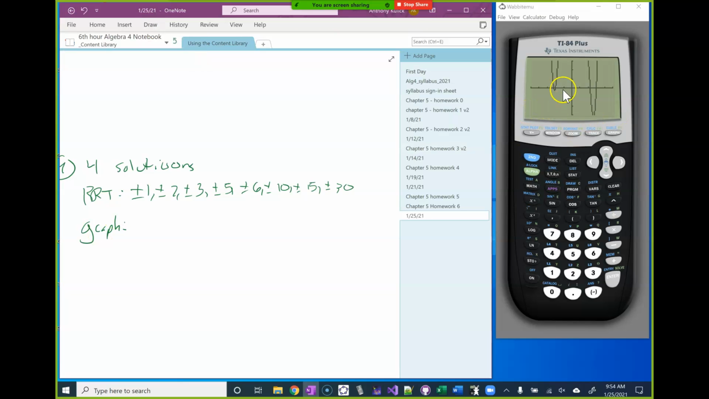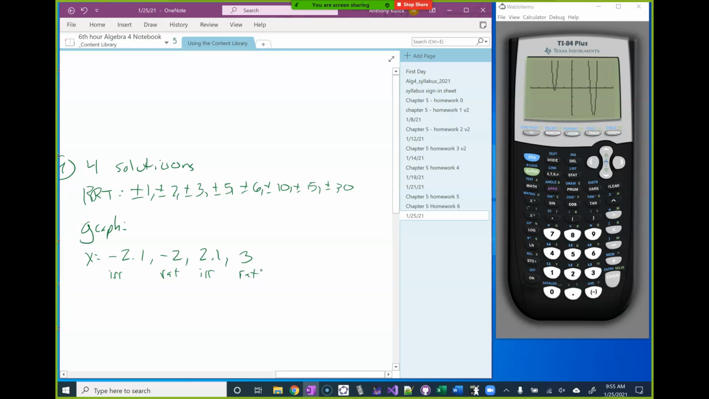So it looks like I have something a little bit before and then right at -2. So like at -2.1, then -2, and then that looks like +2.1 over there. This is interesting because the -2.1 and the +2.1 are definitely not on my RRT list, right? That tells me that those values are irrational. They are not something I should use for my synthetic division.